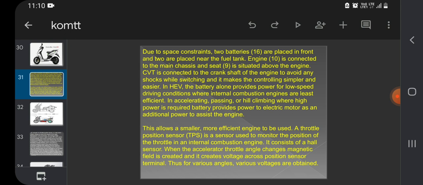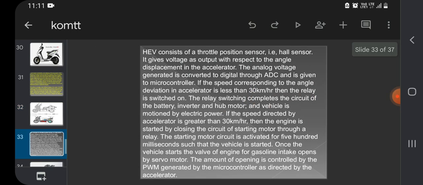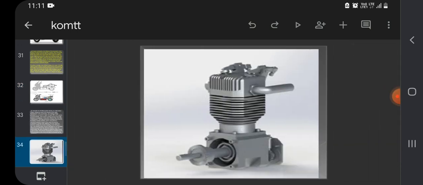In HEV, the battery alone provides power for low speed driving conditions where the engine is least efficient. In accelerating, passing, and hill climbing where high power is required, the battery provides power to the electric motor as additional power to assist the engine. These are the pictures. This is a hybrid electric vehicle engine design.